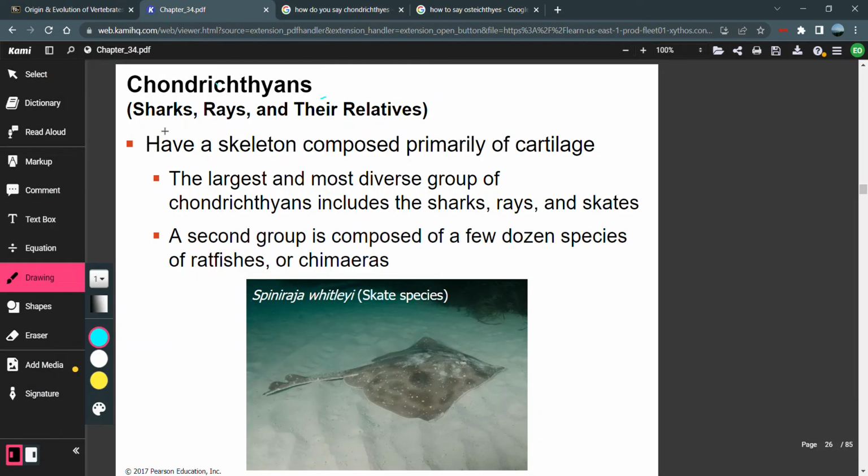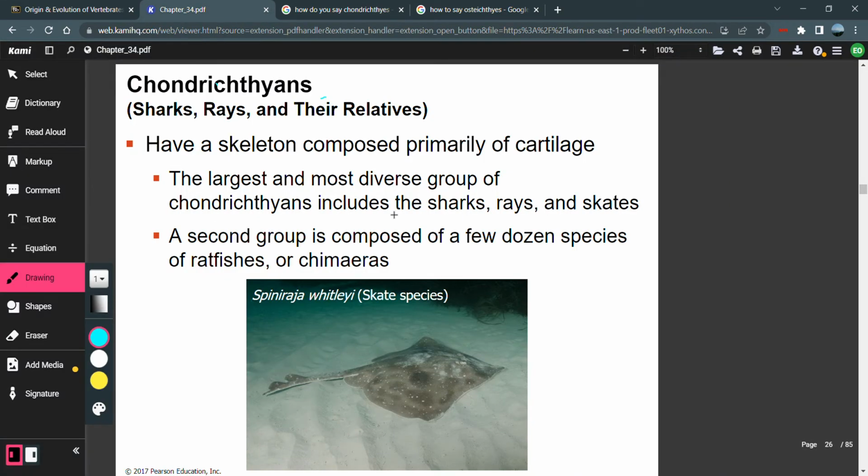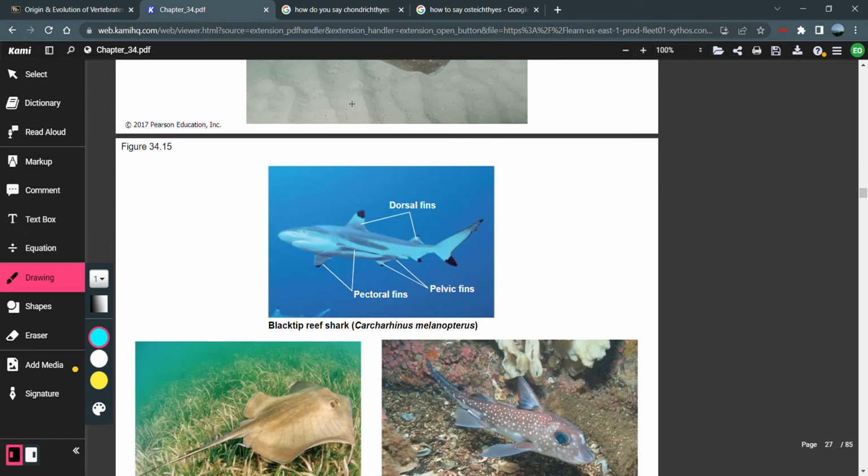Chondrichthyes have a skeleton composed primarily of cartilage, and they include sharks, rays, and their relatives. They are the most diverse groups of chondrichthyes. And they have skates. Skates are similar to rays, but completely different species. A second group is composed of a few dozen species of ratfishes and chimaeras.